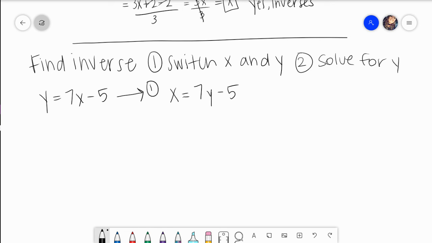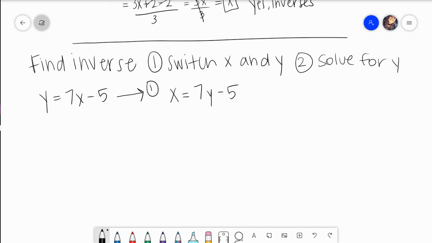Now, step 2 tells me to solve for y. Well, if I'm going to solve for y, I need it to be y equals. Right now it's x equals, so it's all jumbled up, right? I need to get my y on the left-hand side for it to be y equals. I notice that I've got a 7 multiplying it, and I have a 5 being subtracted from it. When I'm solving a little equation like this, what I want to do is whatever is the easiest mathematically to do first. And what I mean by that is the 7's multiplying the y.